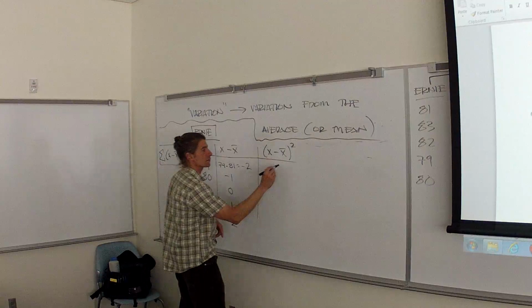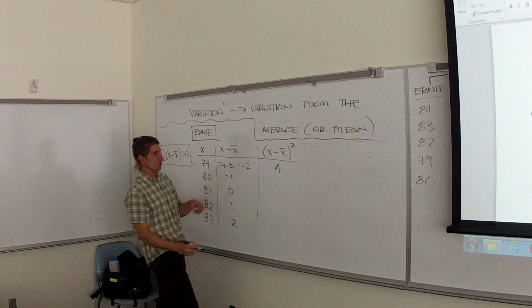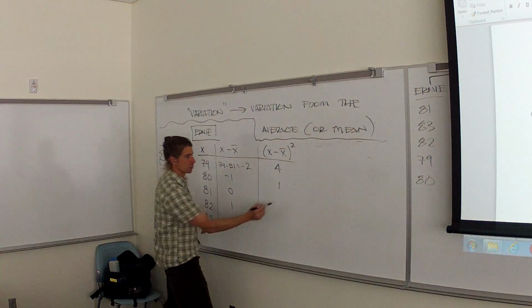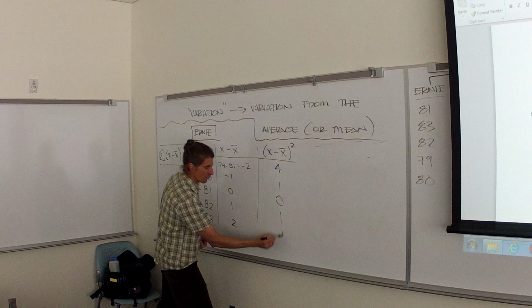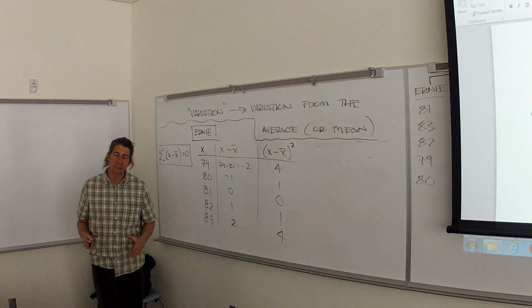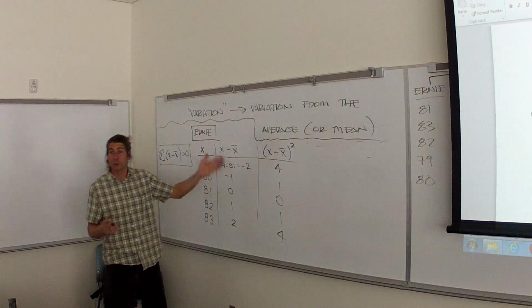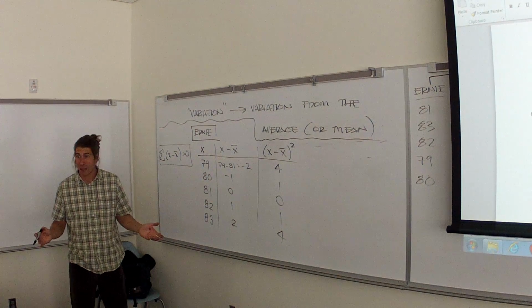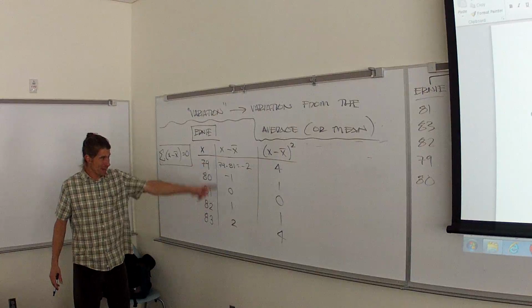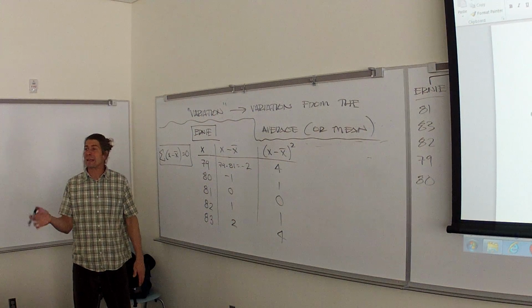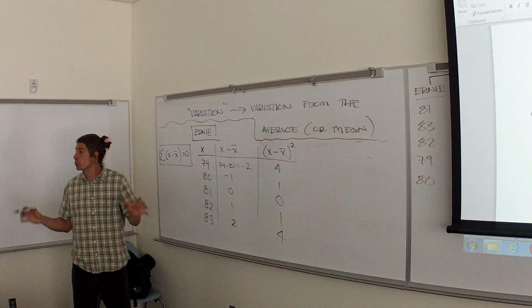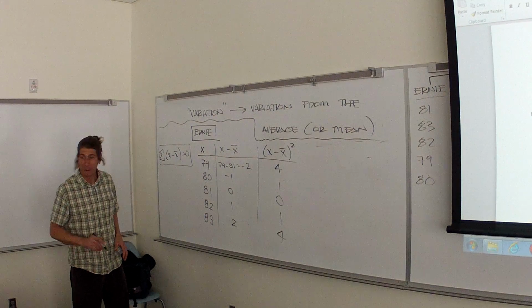So -2 squared gives us 4. -1 squared gives us 1. 0 squared gives us 0, 1, and 4. So Jim, we're kind of getting your idea, but we're getting kind of a bastardized version of it, in that we're squaring the deviation. So we're losing the negatives, but we'll deal with that by taking a square root later. We'll undo the squaring momentarily.